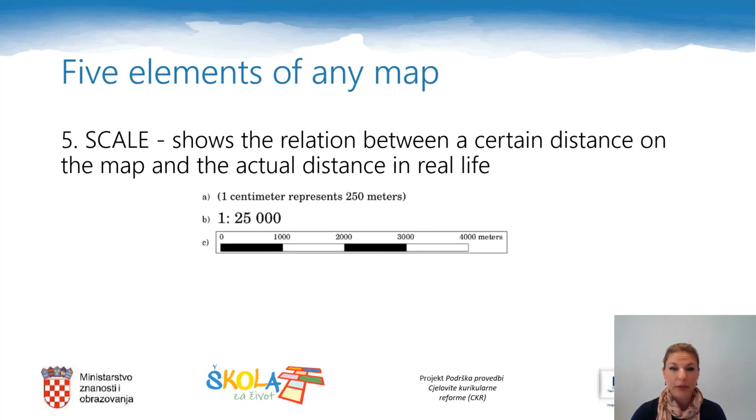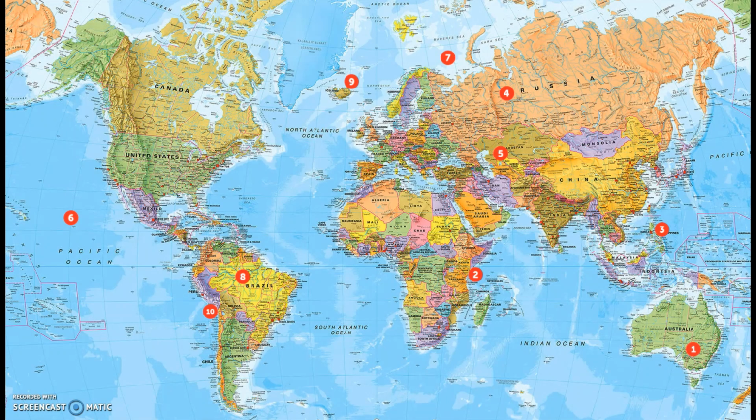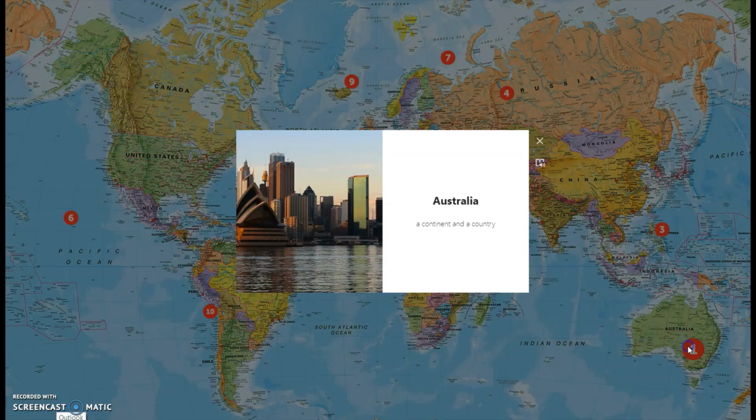For example, 1 centimeter on the map can represent 250 meters in real life. Let's go together to the first link and see what we can usually find on maps. So what can we find on a map? There are continents like Australia, which is both a continent and a country.